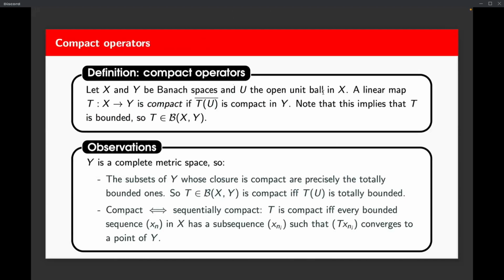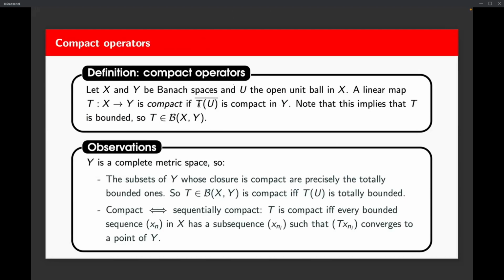So if T is a linear map from X to Y, and here the definition applies whether or not this is even a bounded operator, although, as you'll see, a consequence is that it is, in fact, bounded. The definition is that if the image of the open unit ball, and you take its closure, if that is compact in Y, then that's the definition of T being a compact operator.